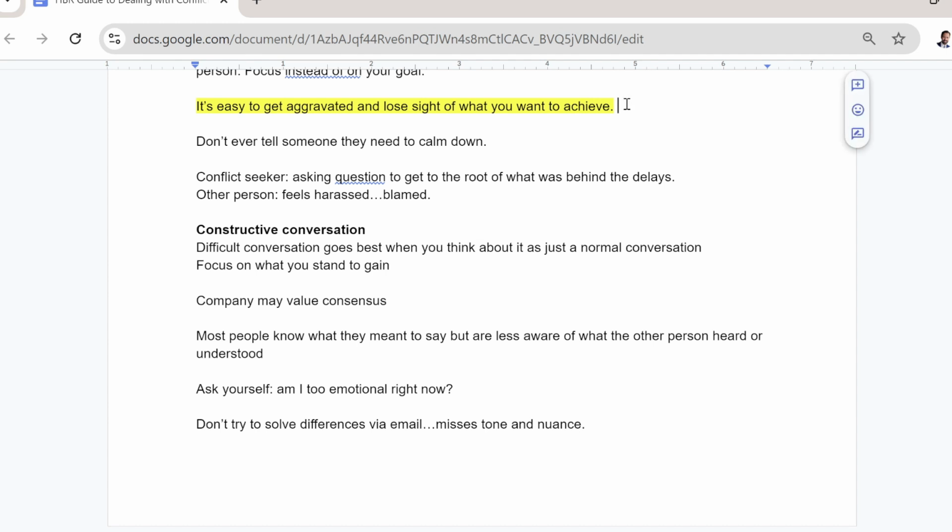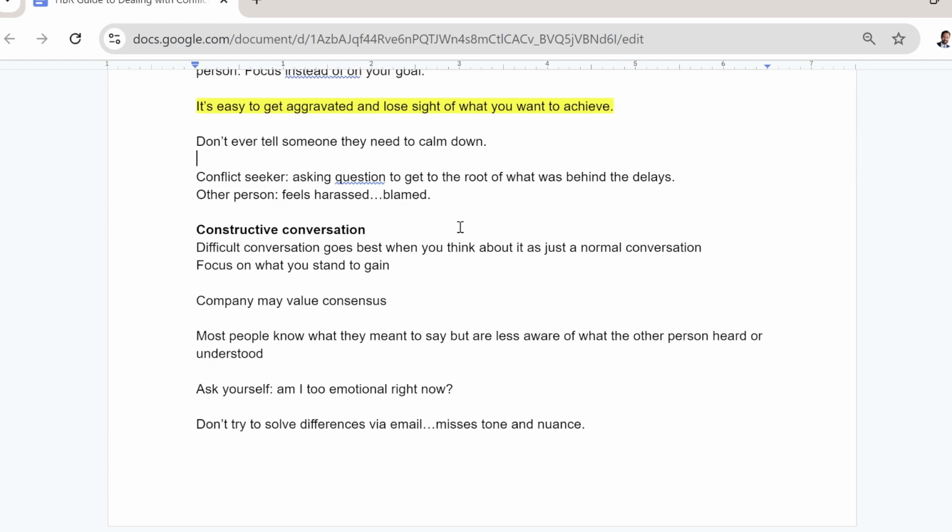And again, conflict resolution is similar to negotiations in this sense. Don't lose sight of what you want at the end of the day. It's not about getting more. It's not about winning. It's about going into the meeting and coming out with what you plan to get out of the situation. Don't ever tell someone they need to calm down.